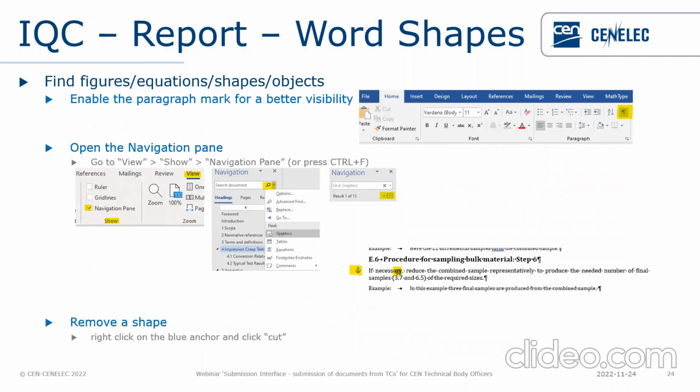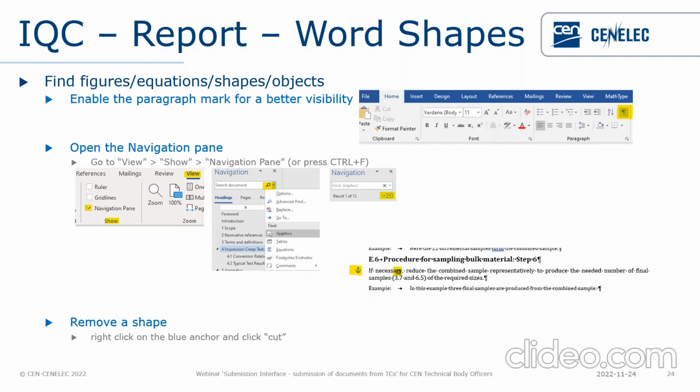In order to find the different shapes in Word, my first advice would be to enable the paragraph mark for better visibility. It will highlight where you have spaces, returns, soft returns, and so on. And sometimes it can be very helpful to have this enabled.